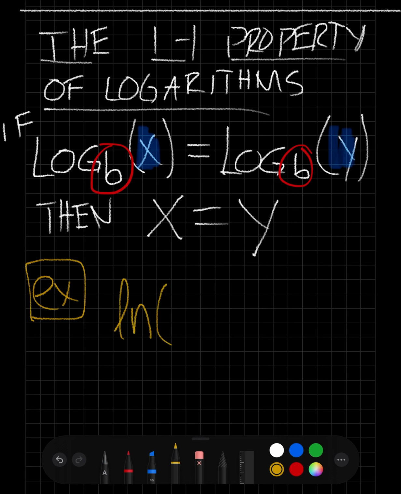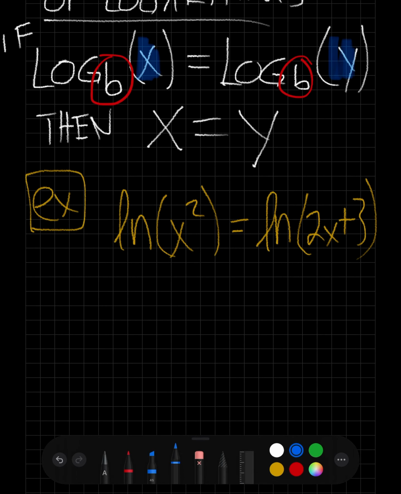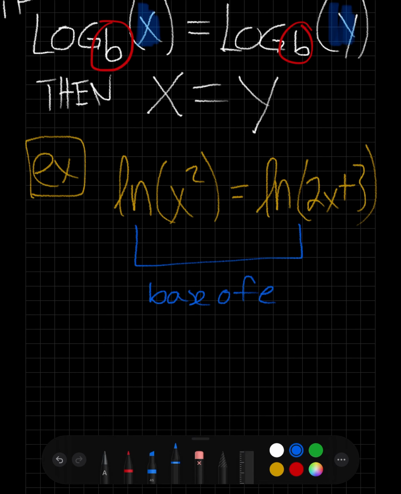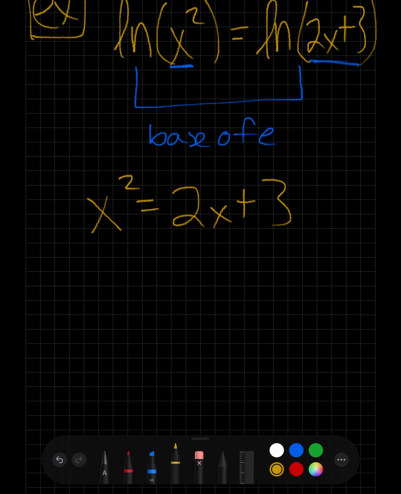Let's do an example. Suppose I have the natural log of x squared equal to the natural log of 2x plus 3. So both of these logarithms have a base of e, the irrational number, which is the same. So because they both have a base of e, it means I can set what's inside these parentheses equal to one another. So we get x squared is equal to 2x plus 3. And now we solve this little equation.